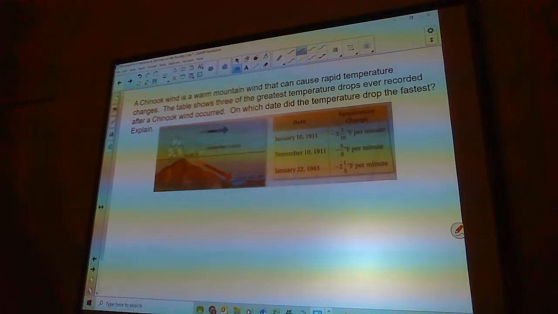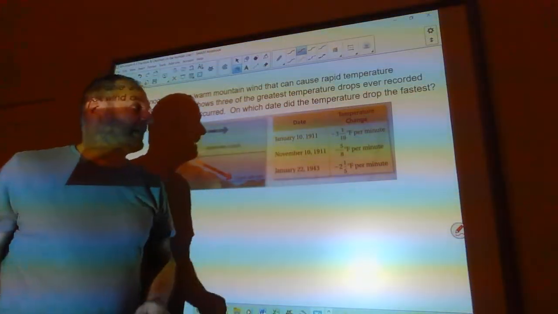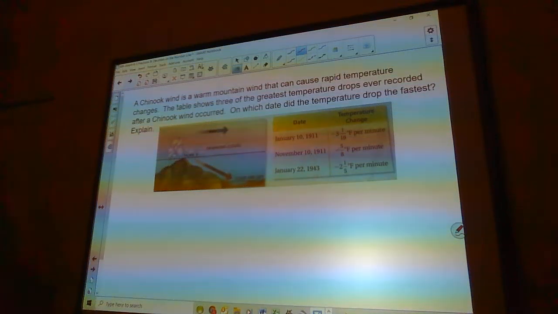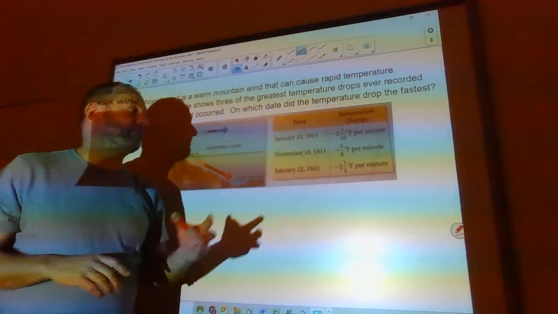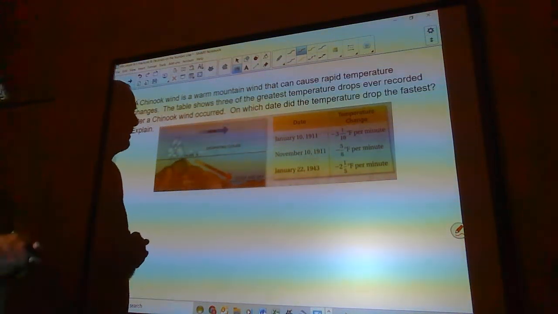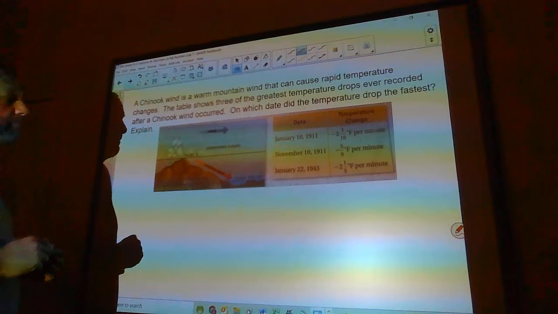So the table shows 3 of the greatest temperature drops ever recorded after a Chinook wind occurred. So on which date did the temperature drop the fastest? On January 10th, 1911, it dropped 3 1/10 degrees Fahrenheit per minute. On November 10th, 1911, it dropped 5/8 of a degree Fahrenheit per minute. And on January 22nd, 1943, it dropped 2 1/5 degrees Fahrenheit per minute.